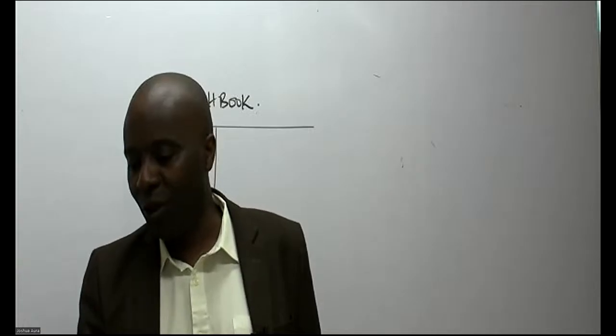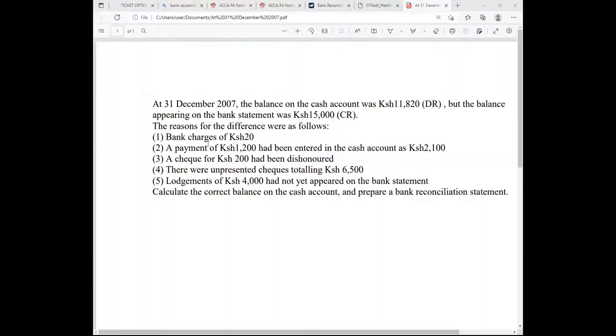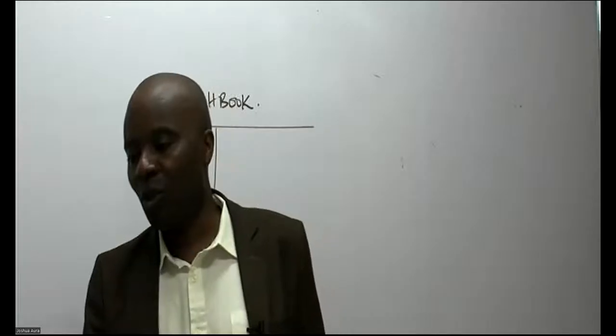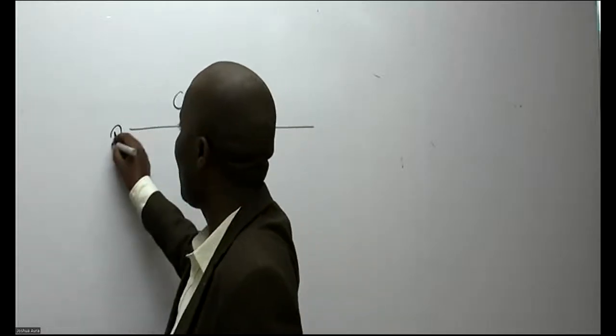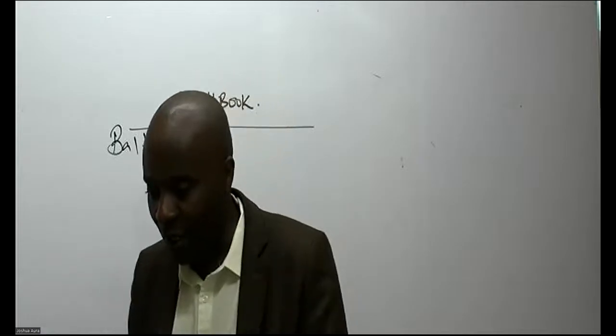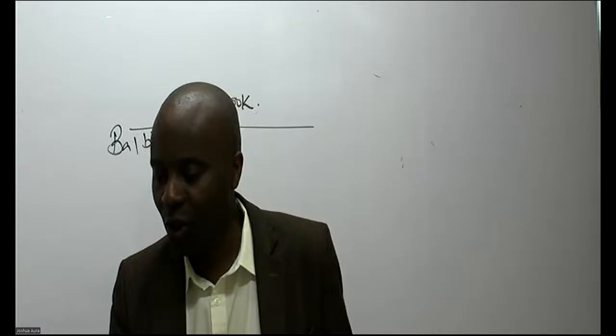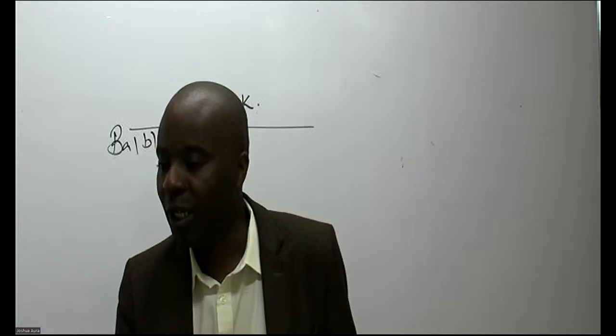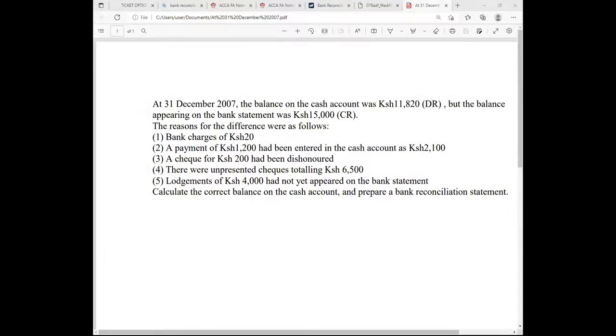Ladies and gentlemen, I can see already somebody, a CPA there. I told you, it's a very simple thing. You can see this CPA guy, member of ISPAC, is already giving us an answer. So as of 31st December 07, the balance on the cash account, the same as the cash book, was 11,820. This is debit, so we have here balance brought down, 11,820.